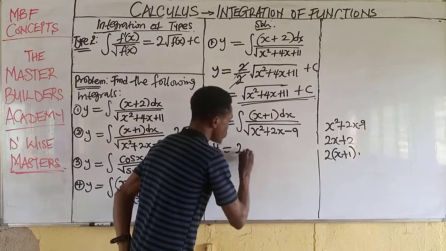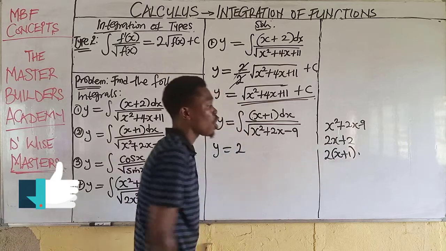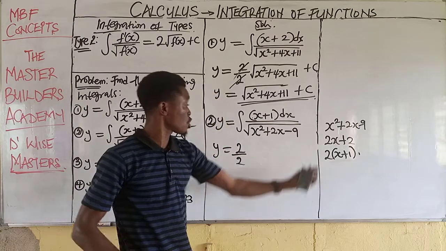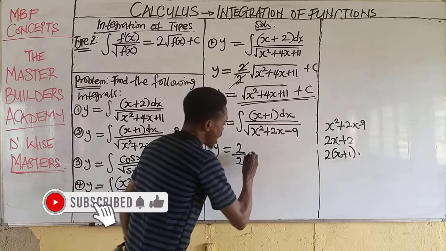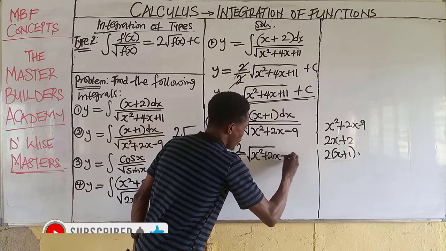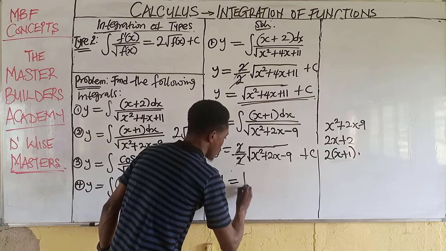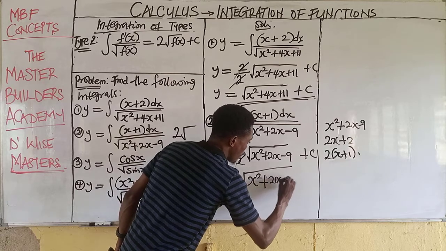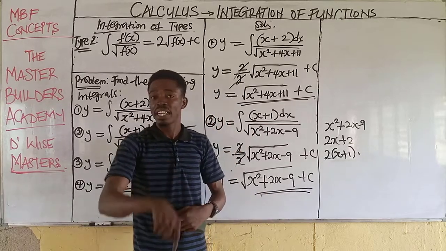So put down 2. Then the next is to put down the coefficient of the factor you have at the denominator. And the coefficient there is 2. That will also be at the denominator because it occupies the denominator. This is the derivative of the denominator, so the coefficient will be at the denominator. Then the square root of the denominator, x squared plus 2x minus 9, plus c. Then finally 2 takes care of 2. Y would have given us the square root of x squared plus 2x minus 9 plus c. This is the answer to this very question.